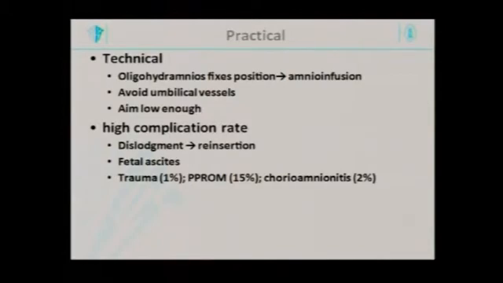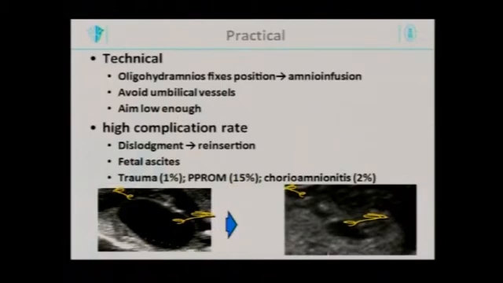It is a procedure that has complications. Most of us think about ruptured membranes and secondary infection, but you can traumatize the baby, you can cause fetal ascites, and the main problem is dislodgement of the catheter. So, as you see, if you insert the catheter here, coming from above, when the bladder empties, the catheter will fall out of the bladder. This will not happen here.